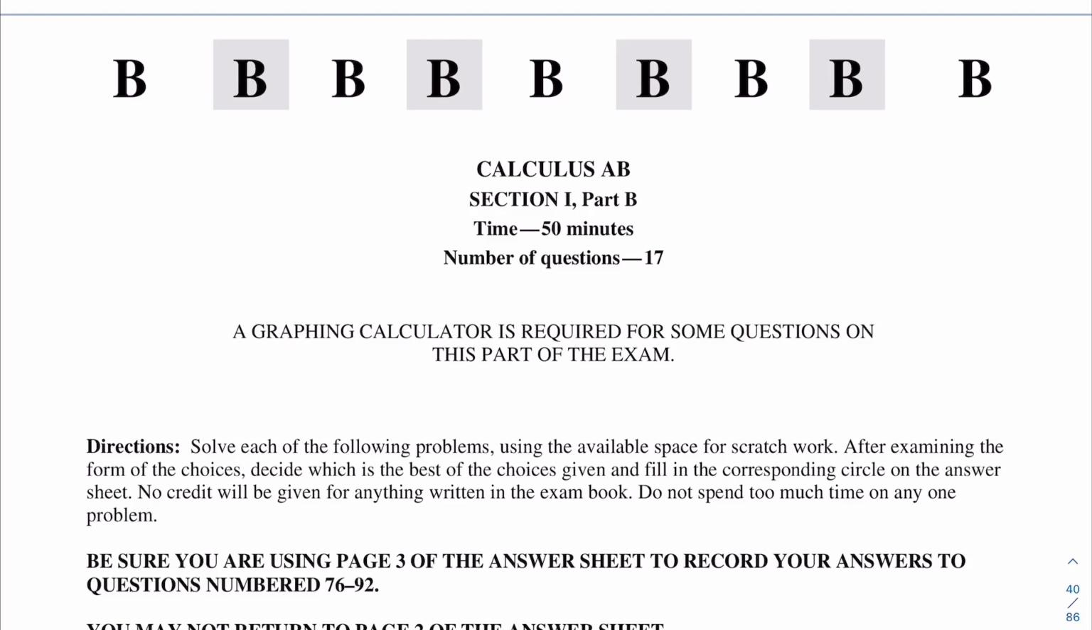This is a solution guide for the second multiple choice section of the Calculus AB AP exam. You have 15 minutes to complete 17 questions. The best way to study for these exams is to do as many problems as you can. So this is to help you prepare.